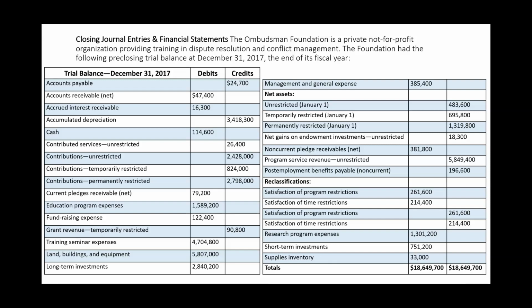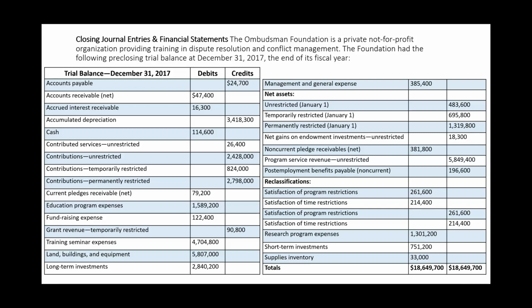So here we've got a trial balance, right? This is our trial balance for the Ombudsman Foundation. It's a not-for-profit organization. They provide training and dispute resolution, conflict management, all right here in the facts. So here's our pre-closed trial balance, right?